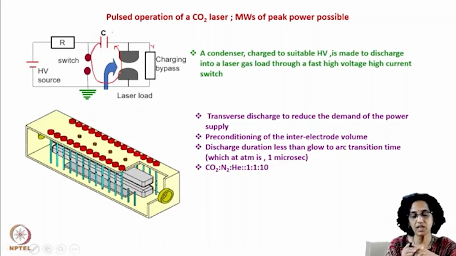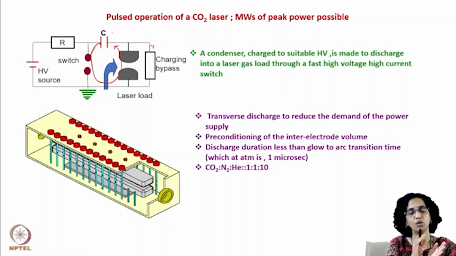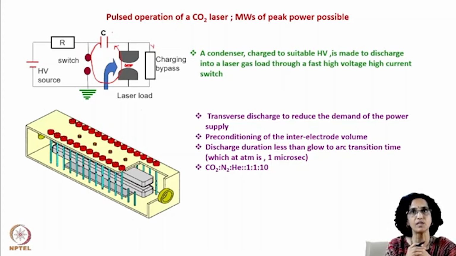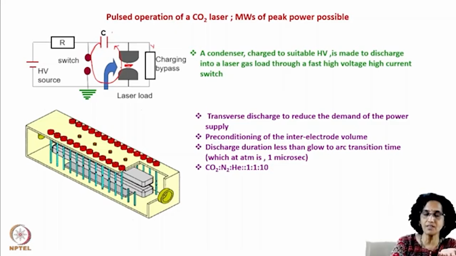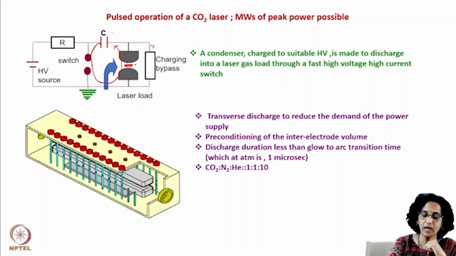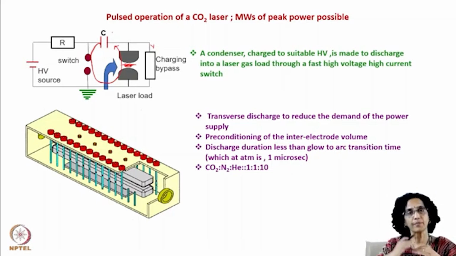Now the discharge duration of the condenser into the laser loop has to be kept less than the glow to arc transition time. If the discharge is within that time, then you can have a glow discharge between the electrodes, where you have filled in your laser gas mixture, that is CO2, nitrogen, and helium. When the condenser discharges, you have a current pulse. In CW it was continuous, now you have a pulsed current. This current pulse will excite the active species inside: it will excite nitrogen, it will excite CO2, nitrogen will transfer its vibrational excitation to the CO2 molecules, and you will get inversion.